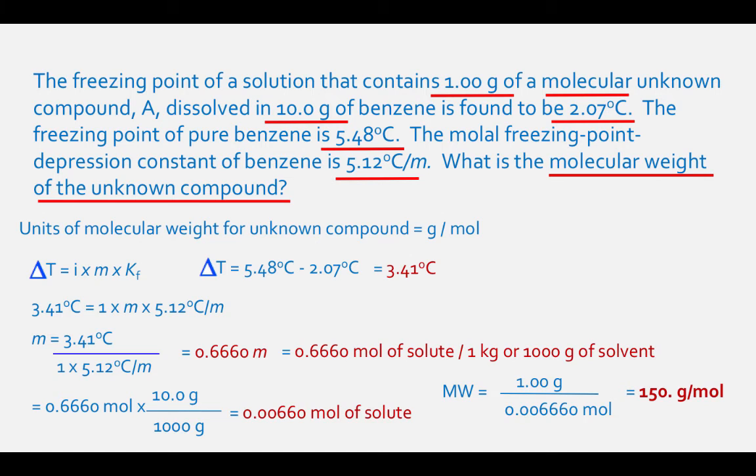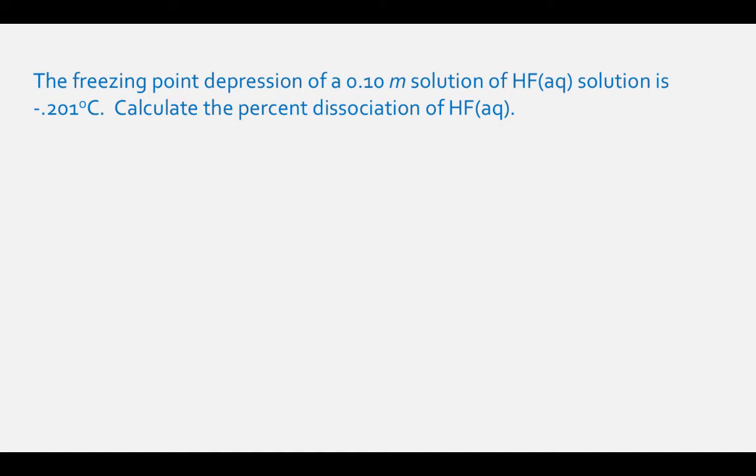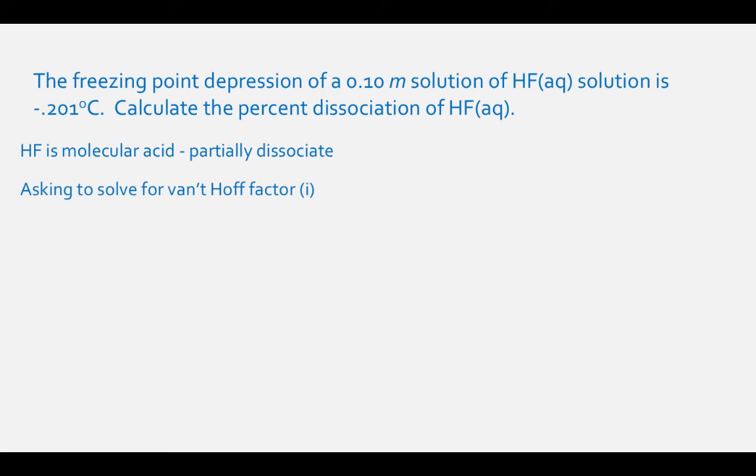The freezing point depression of a 0.10 molal solution of HF aqueous solution is negative 0.201 degrees Celsius. Calculate the percent dissociation of an aqueous HF. This question asks for the percent dissociation of an HF solution. HF is a molecular acid, which means it will partially dissociate in water. So this question is asking us to find the Van Hoff factor for this acid.